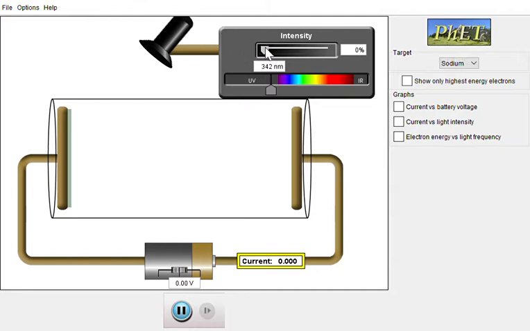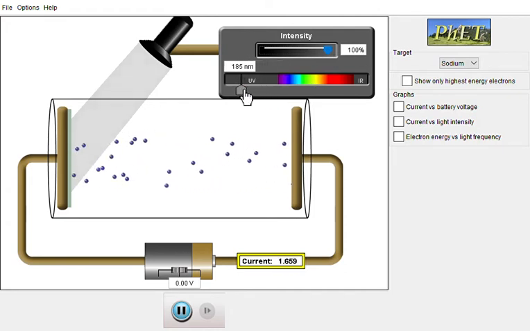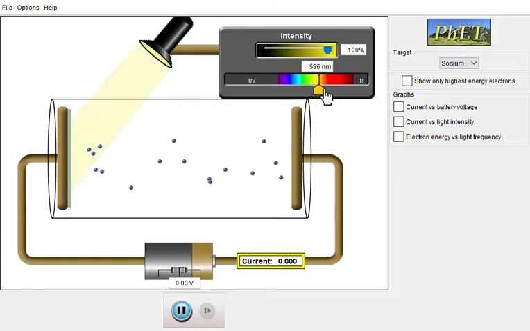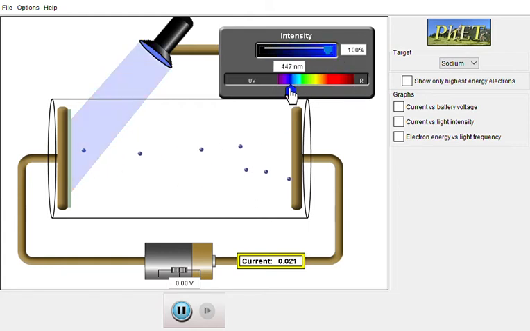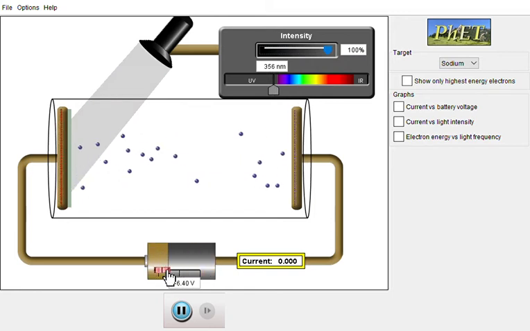We can see the intensity of the light, which I'm going to ask you to put up to 100%. You can see this next slider below it, which adjusts the frequency or wavelength of the light. And you can see a slider at the bottom, which adjusts the voltage of the battery down here.